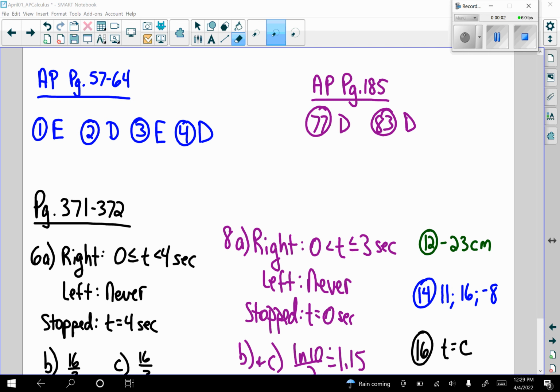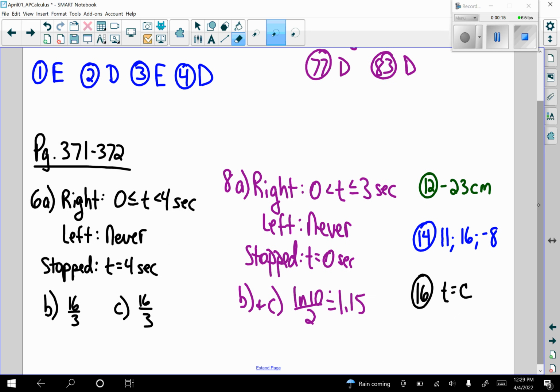Here are the solutions to the AP problems, pages 57 to 64, 1 through 4, page 185, 77, and 83, and then the evens from the textbook. So this is from Monday's assignment. I'm going to talk about the AP problems, and then I'm just going to post a PDF of the bookwork just written out. And if you have any questions, just email me.